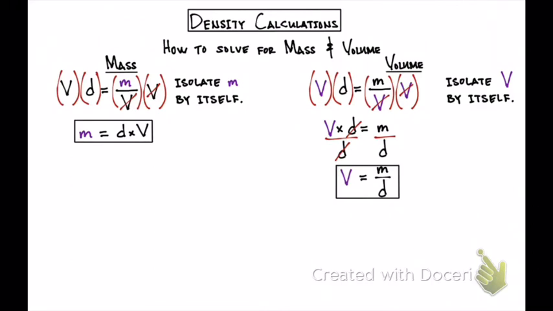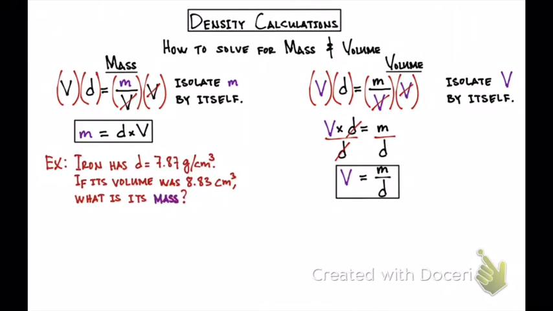All right, so let's look at an example here for mass. Let's say iron. Iron has a density of 7.87 grams per cubic centimeter. If its volume was 8.83 cubic centimeters, what is its mass? All right, so we already solved the formula for mass. All you have to do now is plug and chug, right? Plug in the numbers. We know the density, we know the volume, so we can solve for mass.